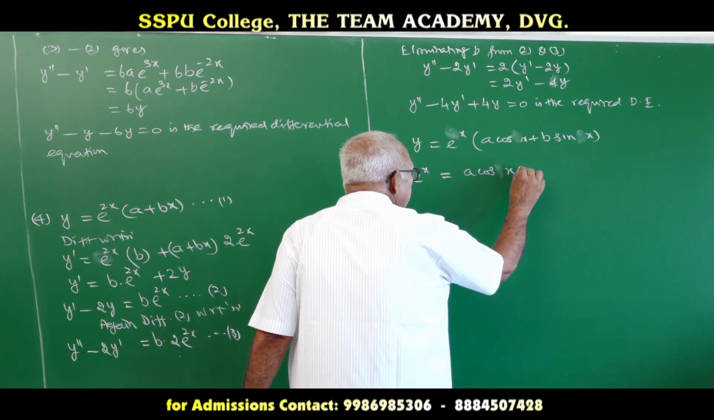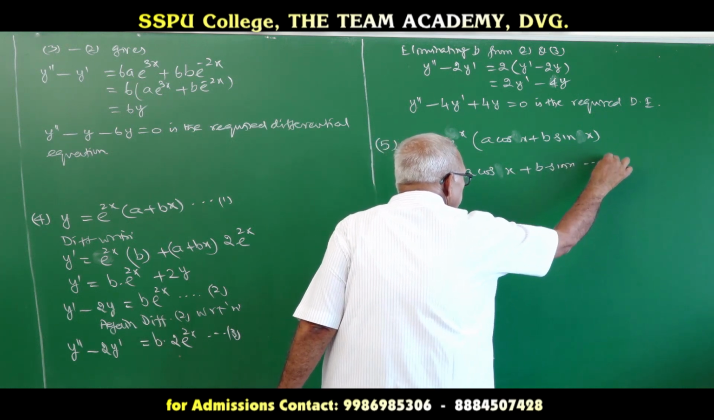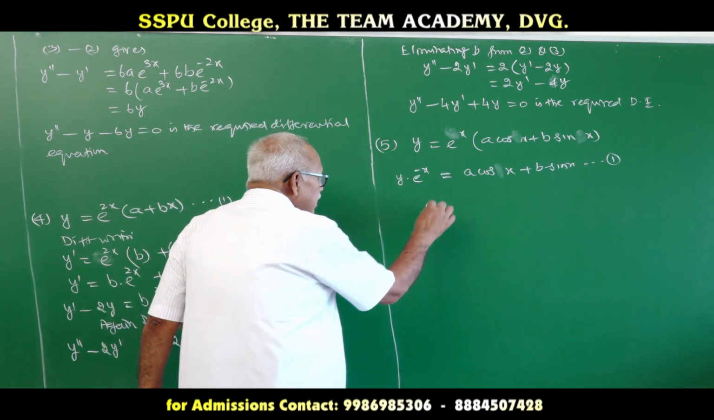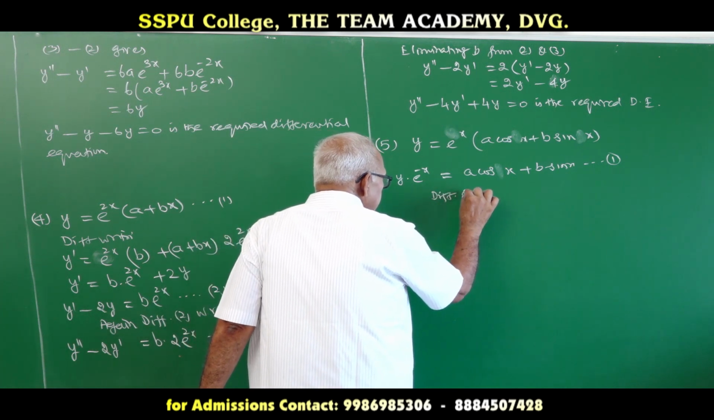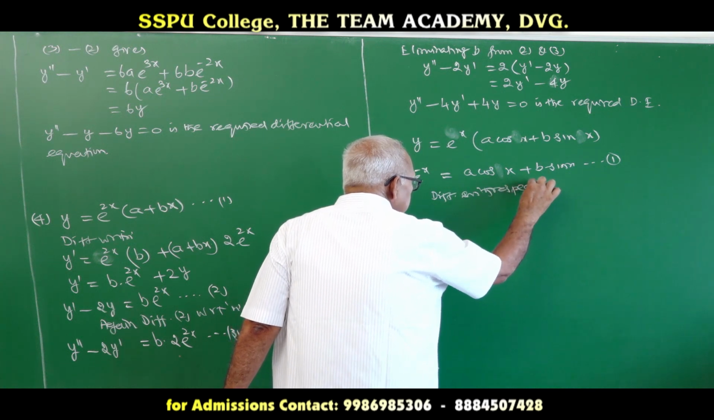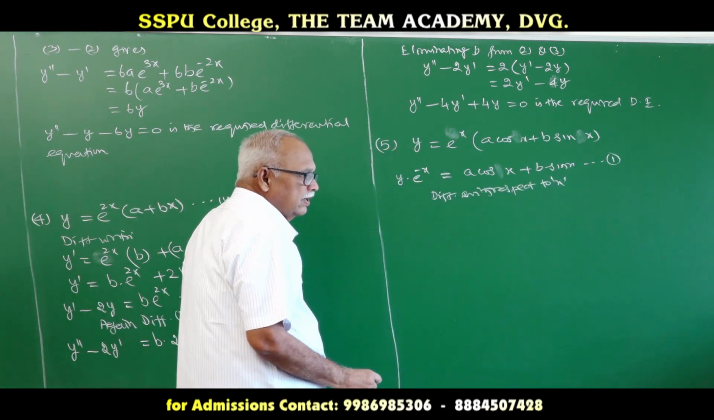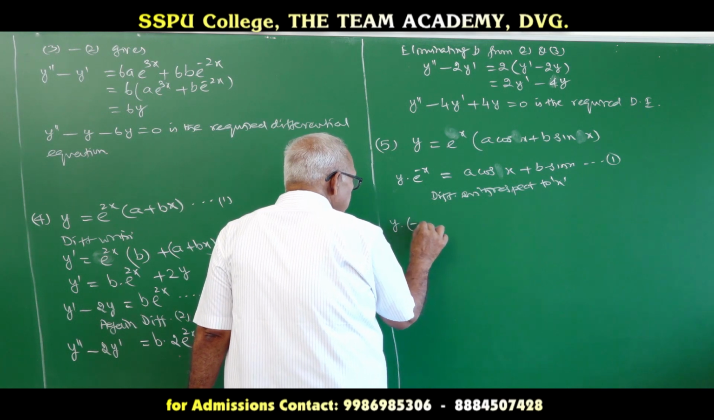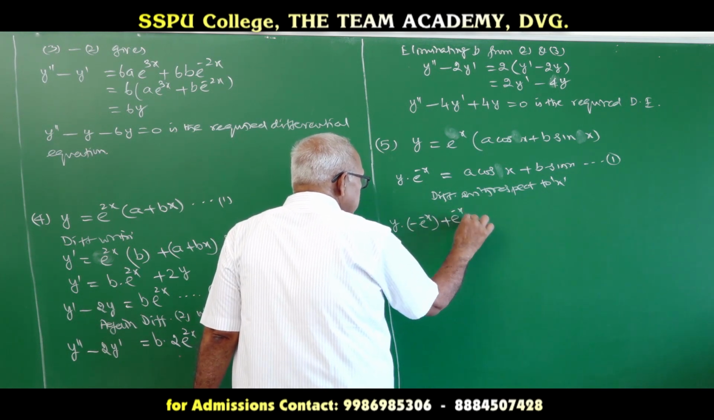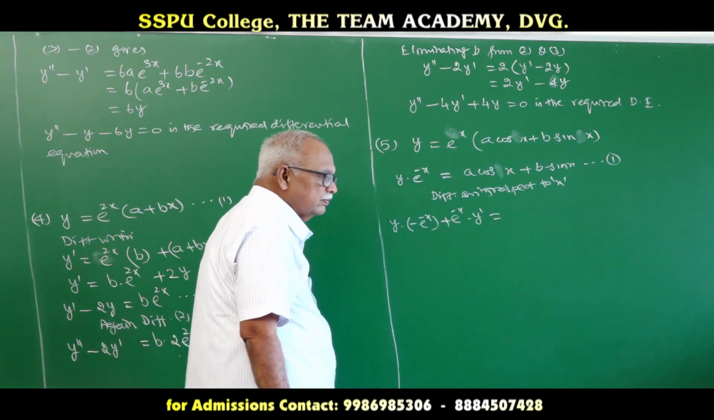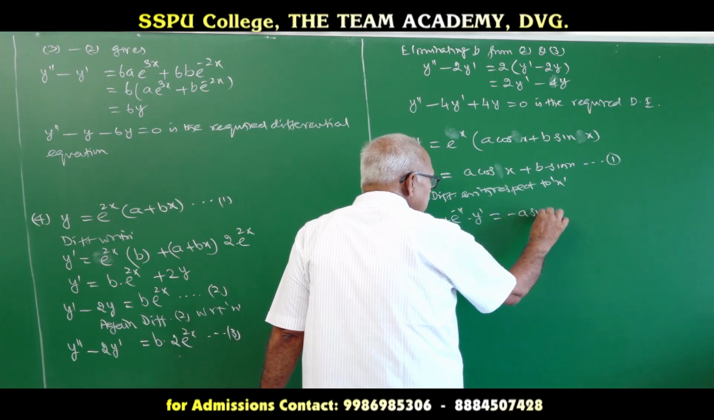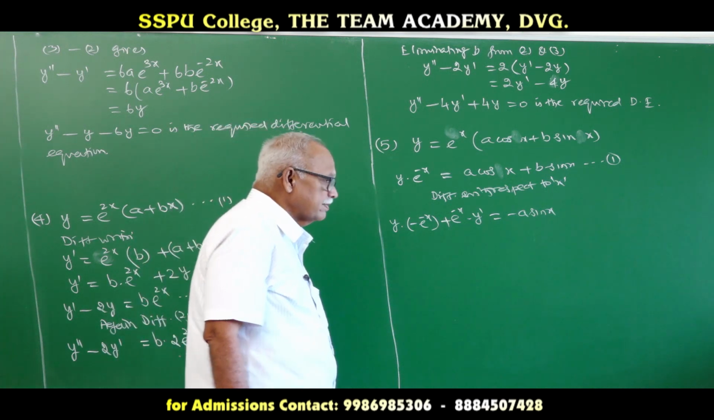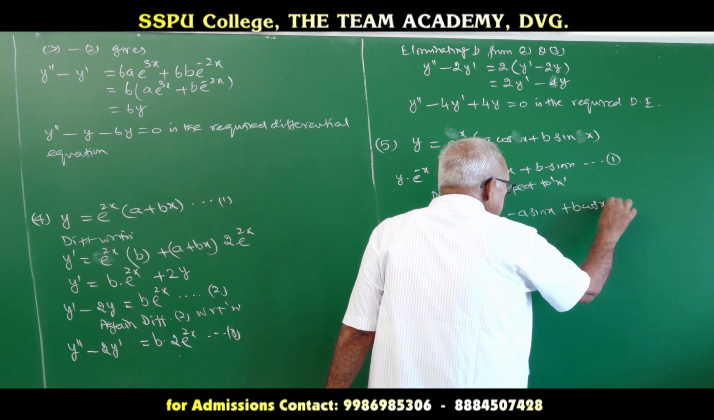So, we can write this equation as first equation, that is e power x. When it comes to this side, it becomes e power minus x. Now, we can start the differentiation, differentiating with respect to x. Here product rule we have to use. So, what is the differentiation of y into e power minus x is minus e power minus x y plus e power minus x into y dash is equal to, here a cos x differentiation is minus a sin x, b sin x differentiation is b cos x. This is the second equation.